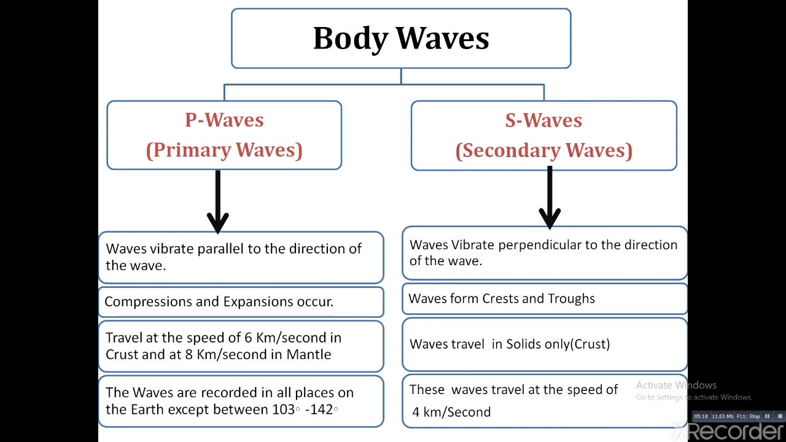S waves. These waves vibrate perpendicular to the direction of the waves. These waves make crests and troughs. These waves travel only in the solids, that is in crust. These waves are slow as compared to the P waves and travel at a speed of 4 kilometers per second. Let us go to the diagram.